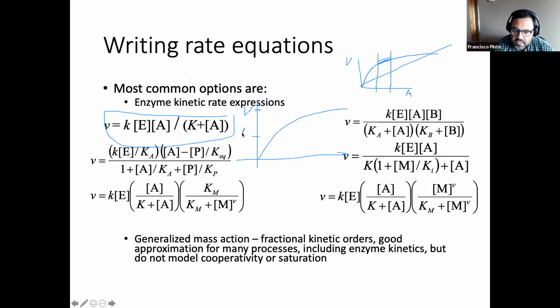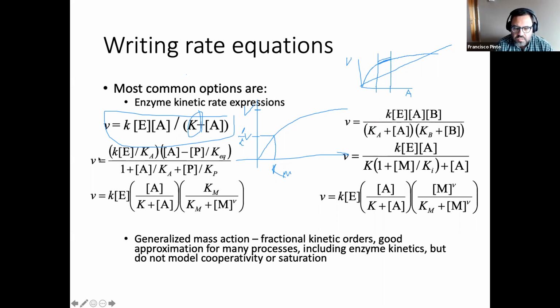And then there is a velocity here that is one half of the maximum velocity that corresponds to a concentration of the reactant that is called the Michaelis-Menten constant, this K here. So this K is the concentration of A that gives a V that is half of the maximum velocity. So Km and Vmax are the main parameters of these enzyme kinetic expressions, but you have different variations of kinetic expressions.